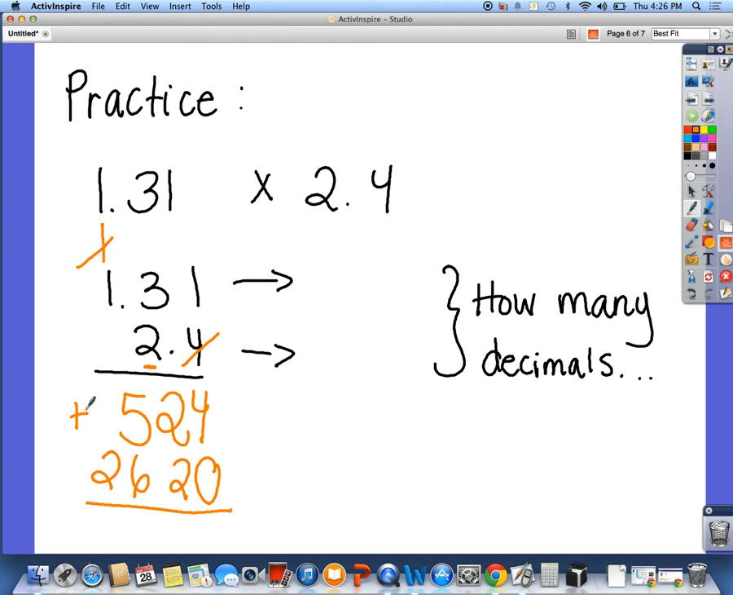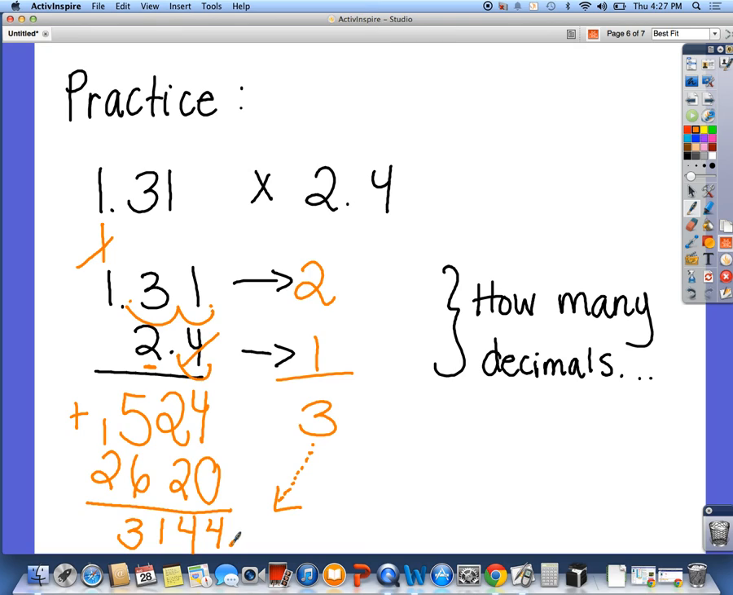Now I've got to add. I get 4, 4, 11, and when I add 1 plus 2, I get 3. Now I'm moving over. I've got to ask myself, how many decimal places? So I'm starting over here at the right. I want to jump in to see how many places I have to move to get to that decimal. 1, 2. 2 in my first number, and in my second number, 1. So how many decimal places total? 3. I take that down to my product, and I've got to move it in now 3 places.